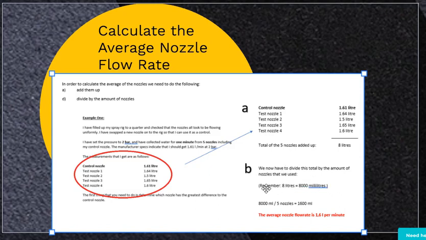So we've added them up, we've gotten 8, and we're going to divide it by 5. So 8 litres is the same as 8,000 mils. Dividing that by 5 is going to give you an answer of 1,600 millilitres. Alright, this means that the average flow rate is 1.6 litres per minute.